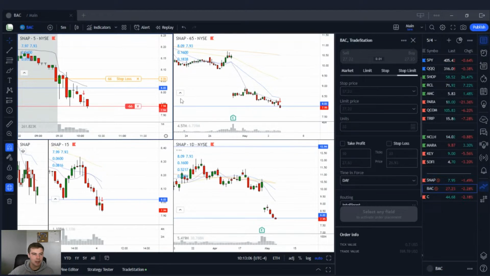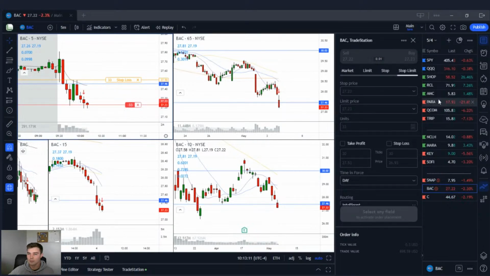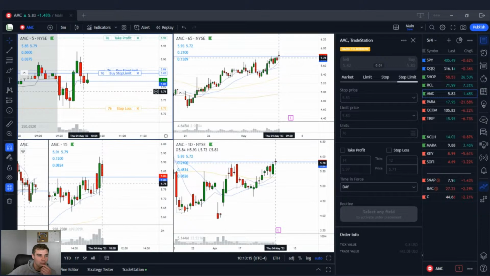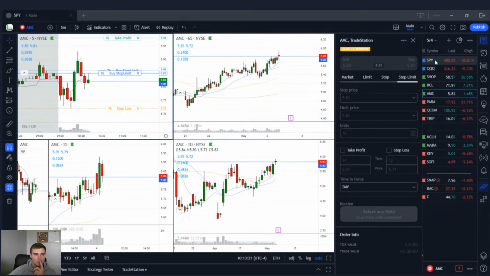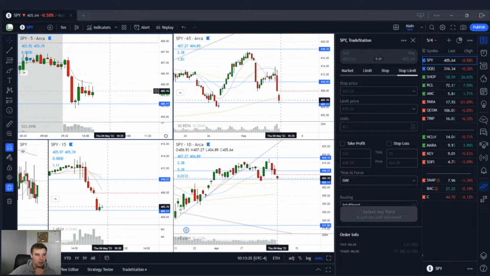So in the Snapchat, in the BAC, and I got the order in on AMC here. So it looks like it tapped that, but did not trigger. So still 585 by 572. Market's still really chopping around here, still in this range we've been in for the past 20 minutes or so.